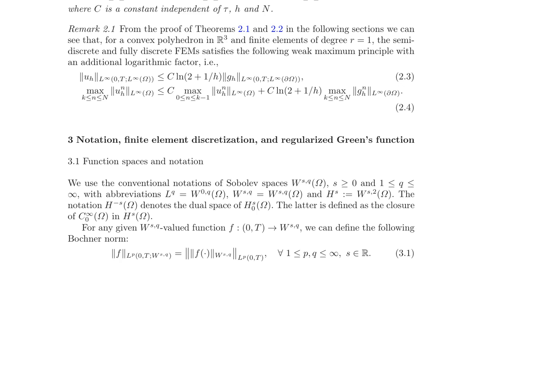In addition to these results, the article provides notation, finite element discretization, and regularized Green's function. The notation includes conventional notations of Sobolev spaces W^{s,q}(omega), and abbreviations such as L^q equals W^{0,q}(omega), and H^s equals W^{s,2}(omega). The Bochner norm is also defined for W^{s,q}-valued functions f from 0 to t.